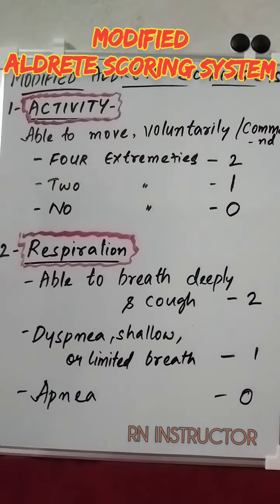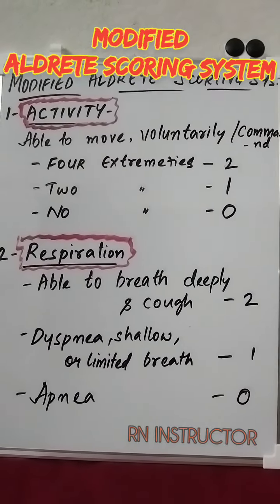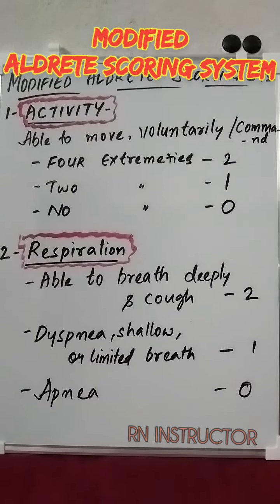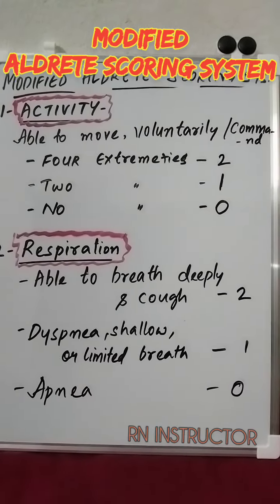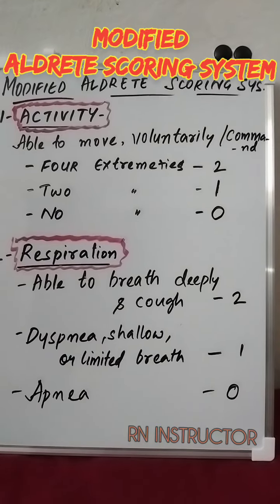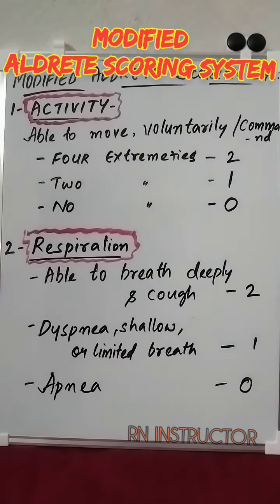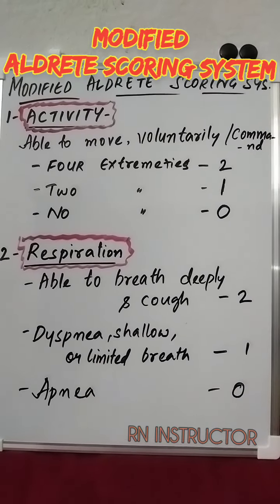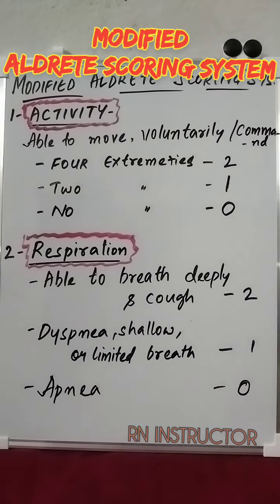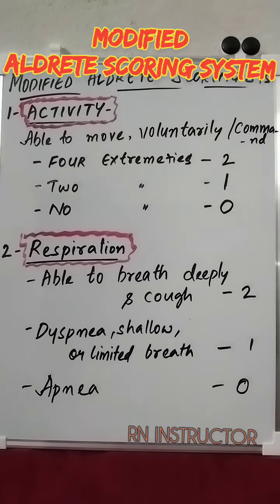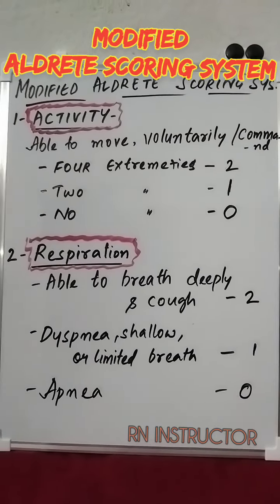Hello there. Today we are going to look at the modified Aldrete scoring system. This type of scoring system is typically used for patients who have undergone an operation under anesthesia, mild sedation, moderate sedation, or deep sedation. This scale helps us in evaluating the patient's condition after the sedation.